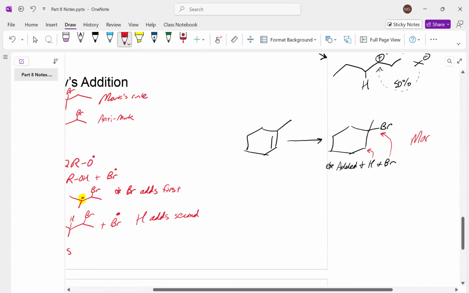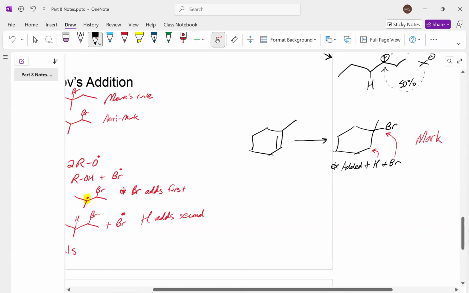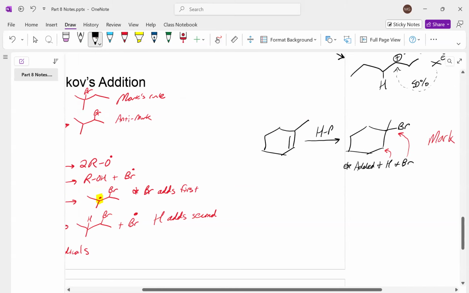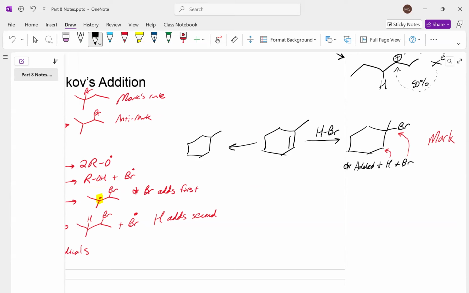Well, that's a Markovnikov's addition. So I can do that simply by just adding HBr and nothing else. Maybe I keep the temperature cold, but I'm not going to add peroxides. Because if I want the opposite regiochemistry, again, I did the same thing. I added H and Br, but the H went to this carbon, the bromine went to the other carbon, the less substituted carbon. That's an anti-Markovnikov's addition.